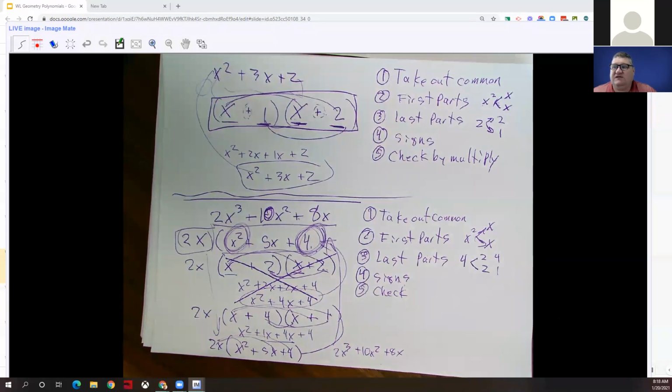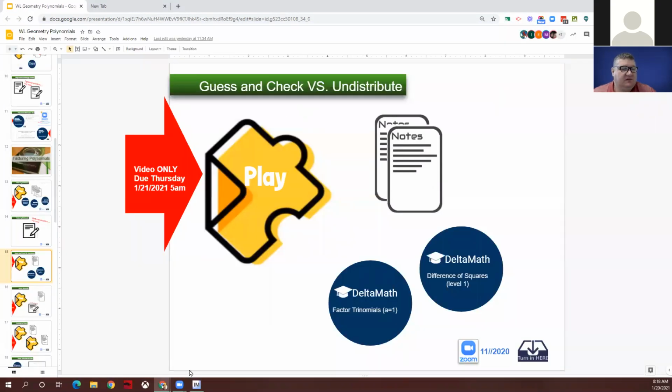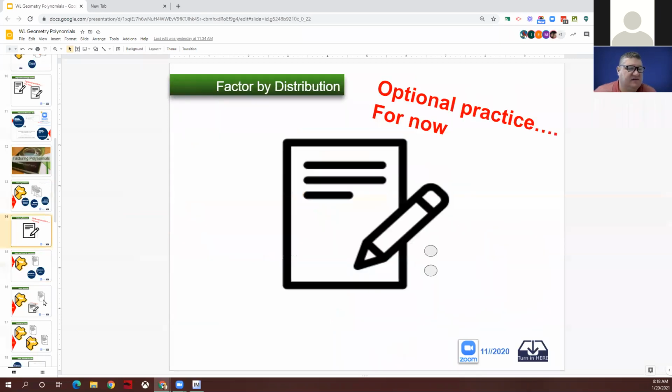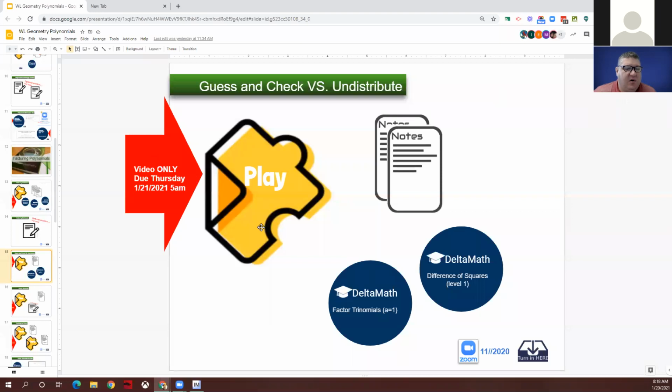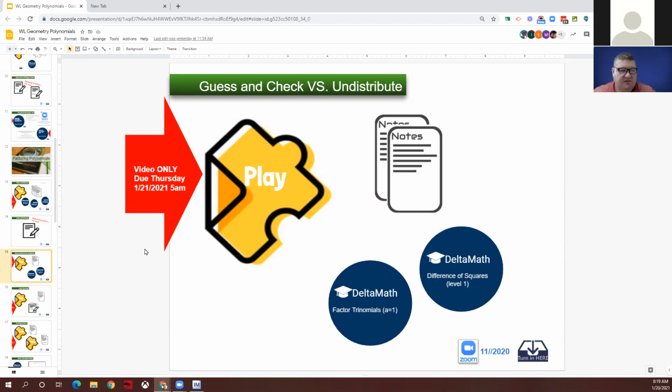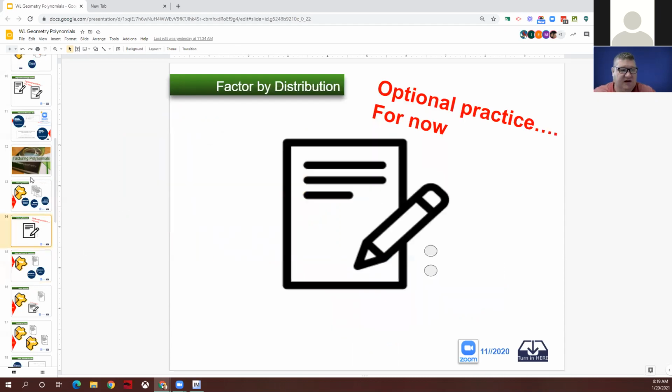Let's talk about what is due. You guys need to do factoring by distribution, which is taking out common. So all of this by Thursday. And then, not this, it's optional. And video only due Thursday. So video only on this slide due Thursday. So you have slide 13 and part of slide 15 due on Thursday. Any questions?